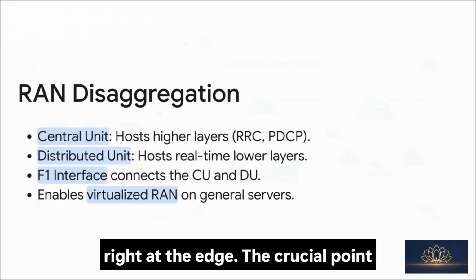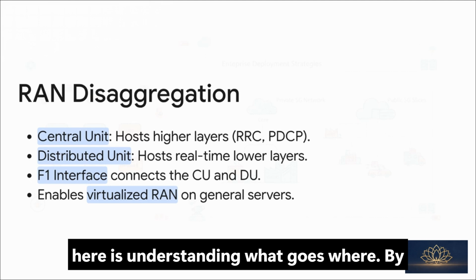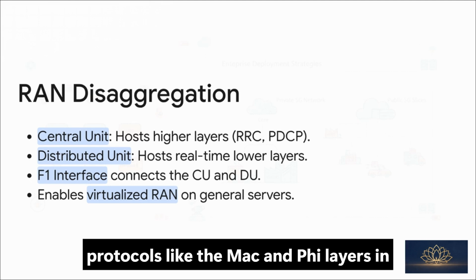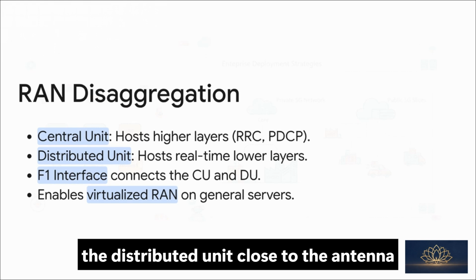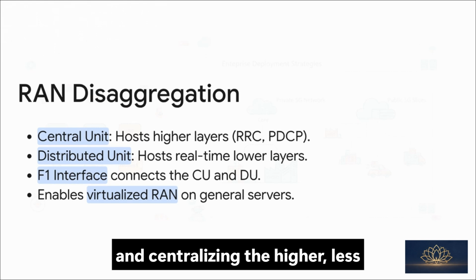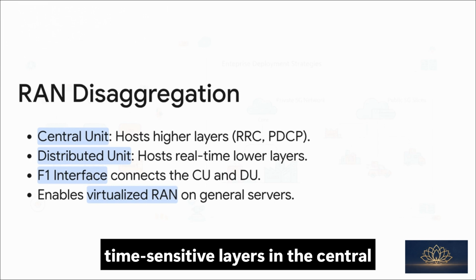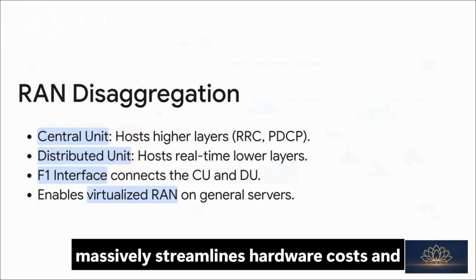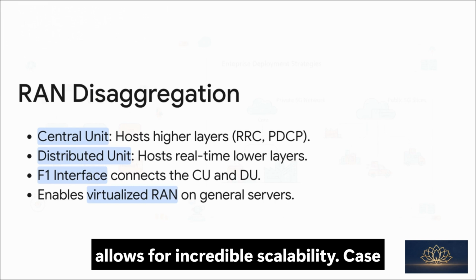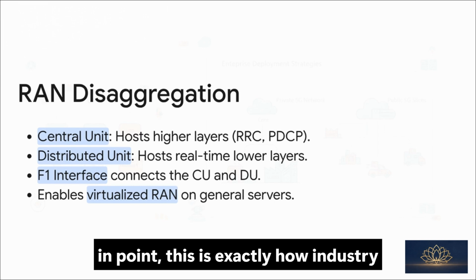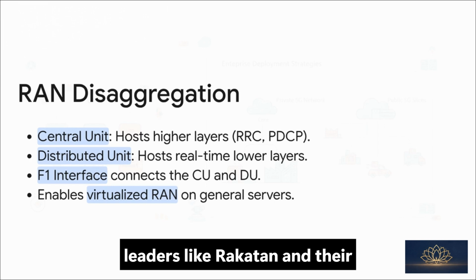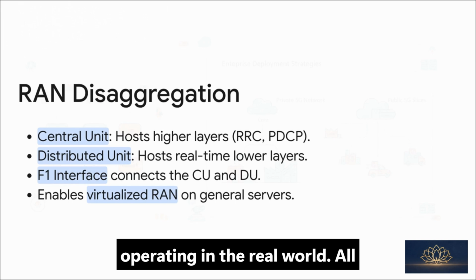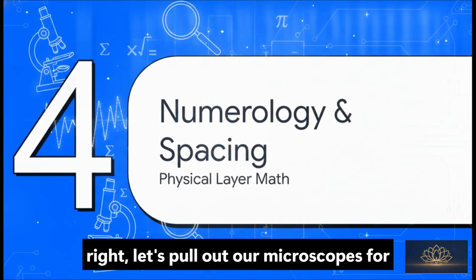The crucial point here is understanding what goes where. By placing the latency-critical, real-time protocols, like the MAC and PHY layers, in the distributed unit close to the antenna, and centralizing the higher, less time-sensitive layers in the central unit, operators can heavily leverage general-purpose cloud computing. This massively streamlines hardware costs and allows for incredible scalability. Case in point, this is exactly how industry leaders like Rakuten and their cloud-native 5G telco rollout are operating in the real world.